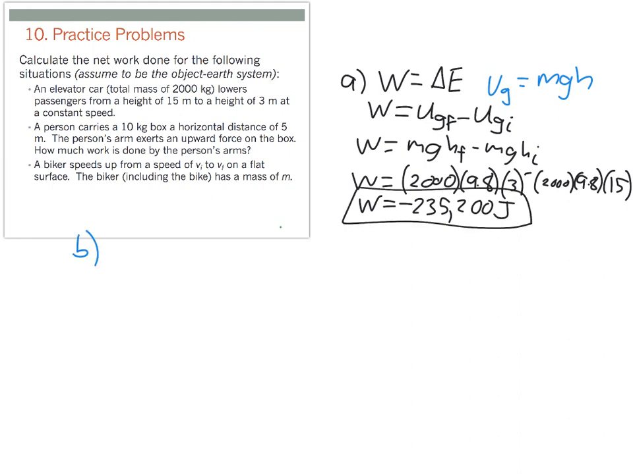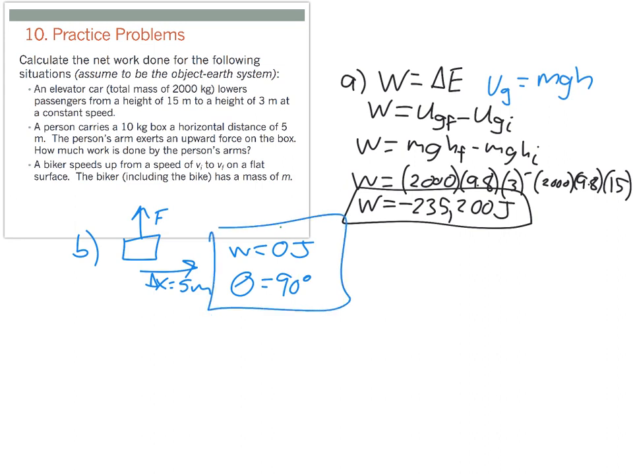For part B, we have a person carrying a 10 kilogram box 5 meters. The arms exert an upward force on the box. We want to know how much work is done by the arms. Well, if my force is upwards and I'm carrying it horizontally, that's going to be my displacement here. That means that my work done here is 0 joules because the angle between force and displacement is 90 degrees.